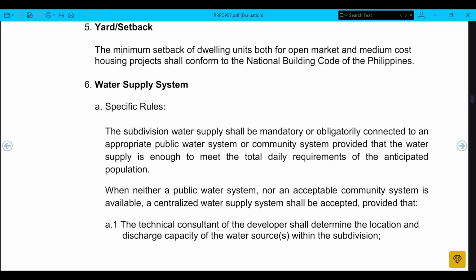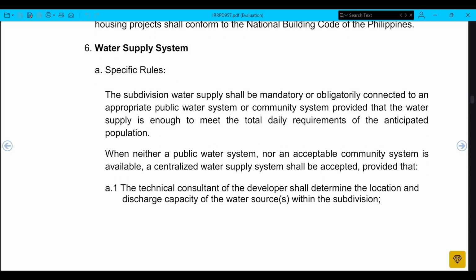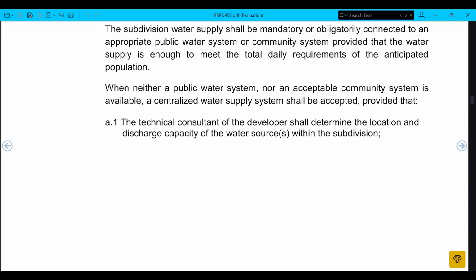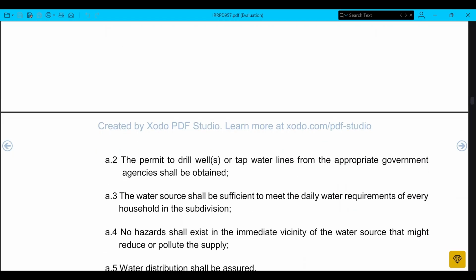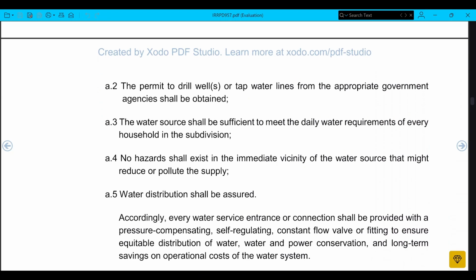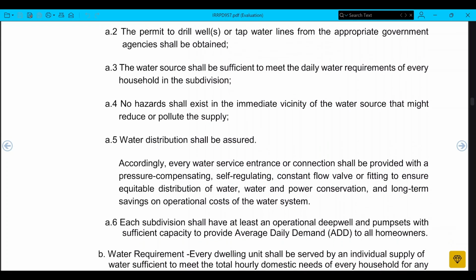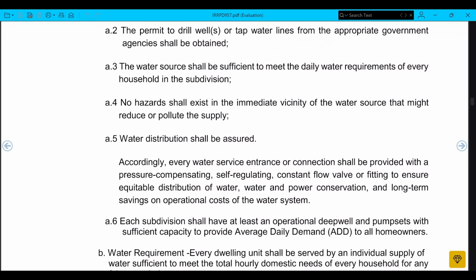When neither a public water system nor an acceptable community system is available, a centralized water supply system shall be accepted, provided that 1. The technical consultant of the developer shall determine the location and discharge capacity of the water source within the subdivision. 2. The permit to drill well or tap water lines from the appropriate government agency shall be obtained. 3. The water source shall be sufficient to meet the daily water requirements of every household in the subdivision. 4. No hazard shall exist in the immediate vicinity of the water source that might reduce or pollute the supply.